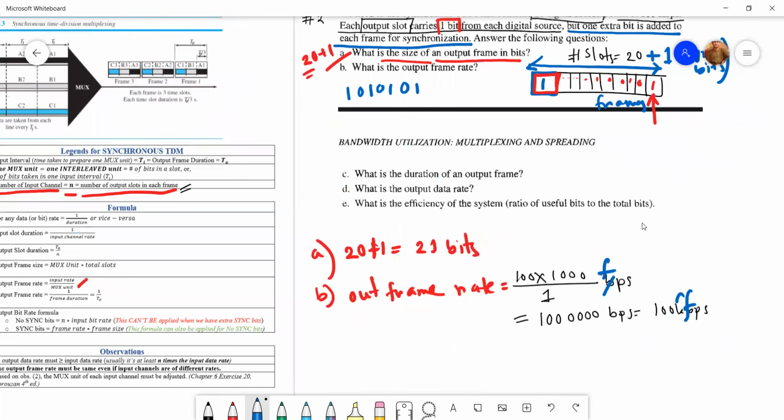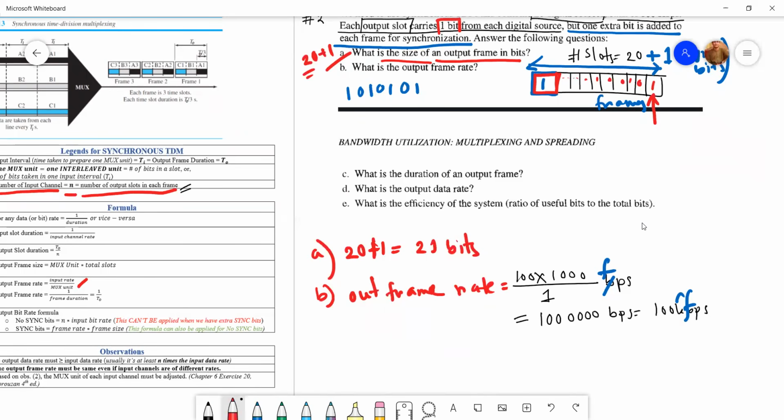So you have to write this output fps or frames per second, and basically the 100,000 frames, 100 kiloframes per second. And then let us go for this C number math.